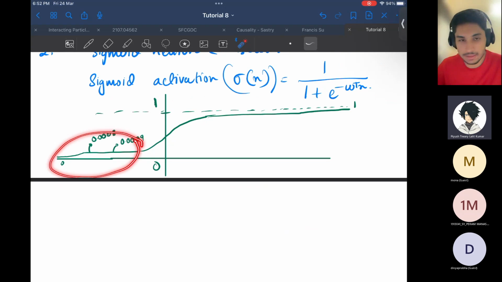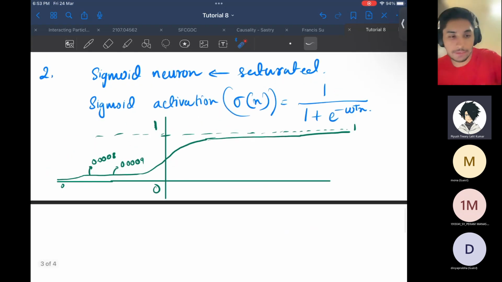So there are two saturation regions in the sigmoid function. One is this and one is this. One on the positive side and one on the negative side. So this is fine. If we have understood this, we can go forward.